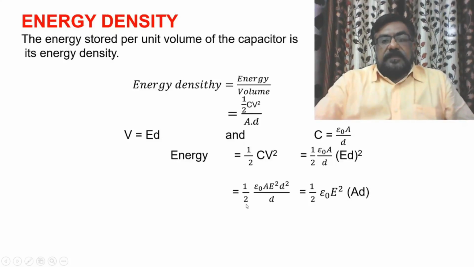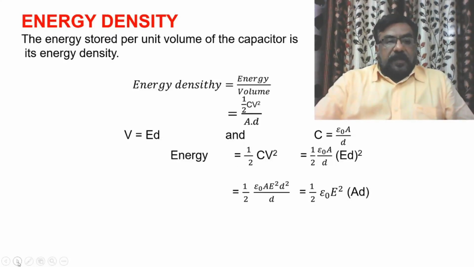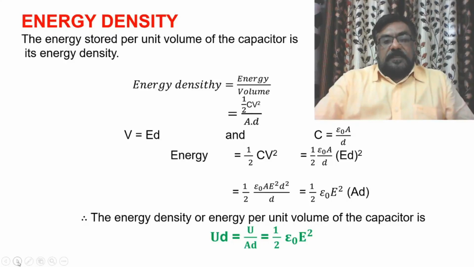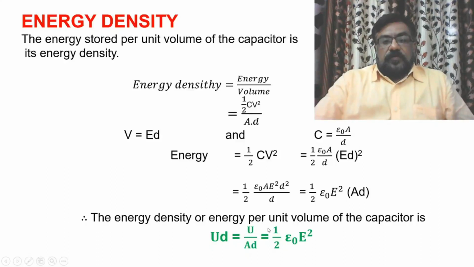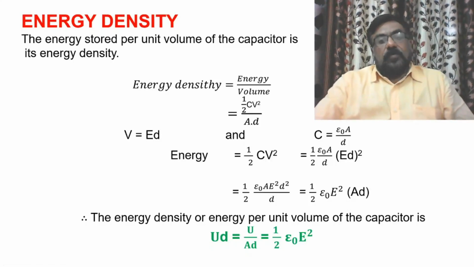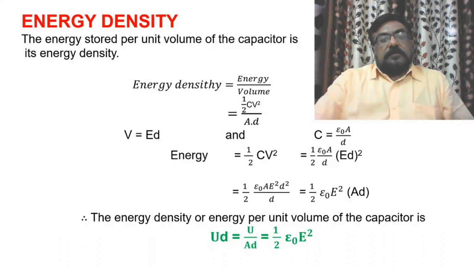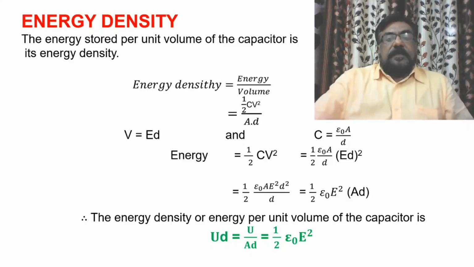So dividing this with the volume of the capacitor, we will get the energy per unit volume or the energy density. So the energy density is equal to U divided by A into D. And when this term is divided by AD, we will get a result as half epsilon 0 E square. And that is called the energy density of the parallel plate capacitor.